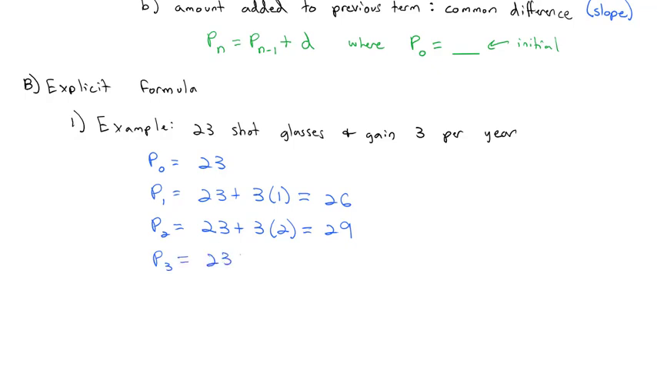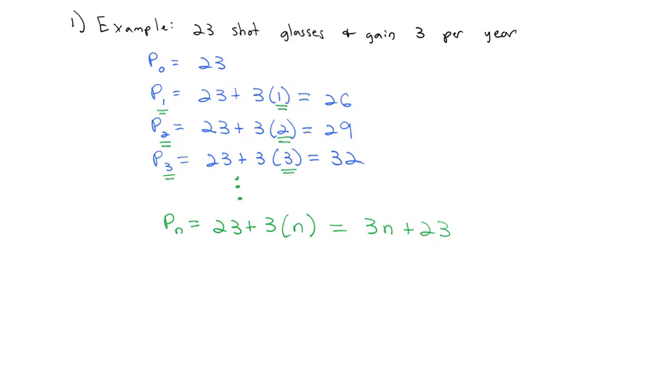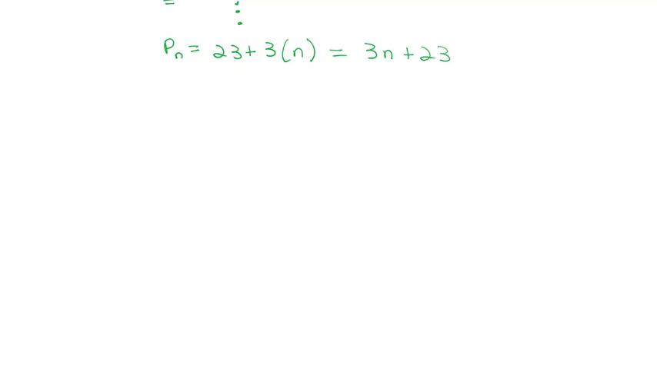For the third term, the 23 had the 3 added 3 times, once for the first term, once for the second term, once for the third year. And when we added it 3 times, we'd get 32. Now, if I continue this pattern on, we see p sub n is always going to be 23 plus 3 times something. And you notice that something matches the term number that we're working with. So we're going to say 23 plus 3 times n. Or the way we're probably more used to seeing it is we put the 3 times n up front, plus 23. And this becomes the explicit formula, 3 times n plus 23, for the number of shot glasses I own at any given year.